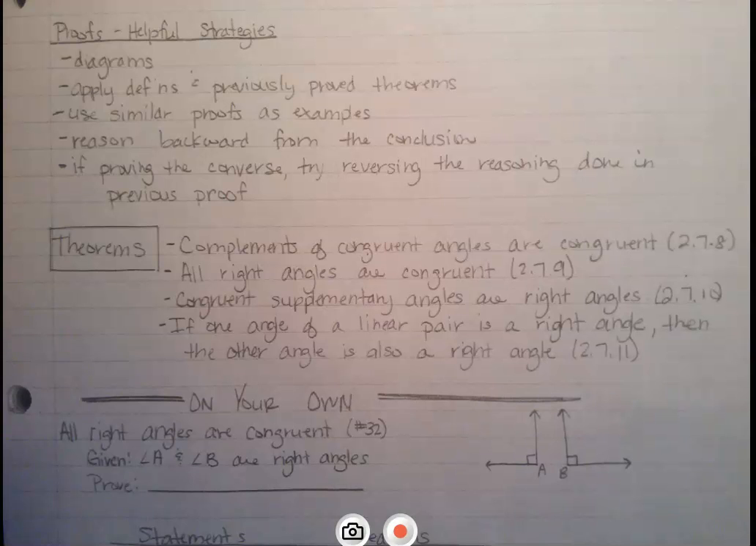Reason backwards from the conclusion. And the last one, if proving the converse, try reversing the reasoning done in the previous proof. So if you had to do one proof and then it says now prove the converse, we'll try to reverse it.